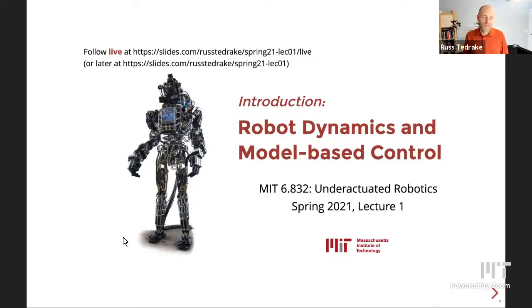So make sure you're in the right place. You had to click like 14 times to get here, so I assume you're in the right place. But this is 6.832 Underactuated Robotics.